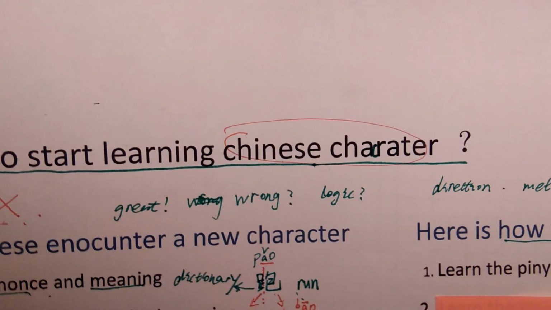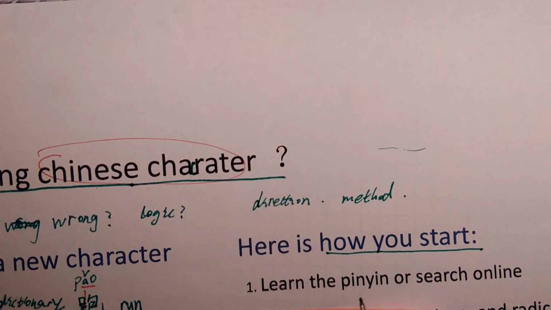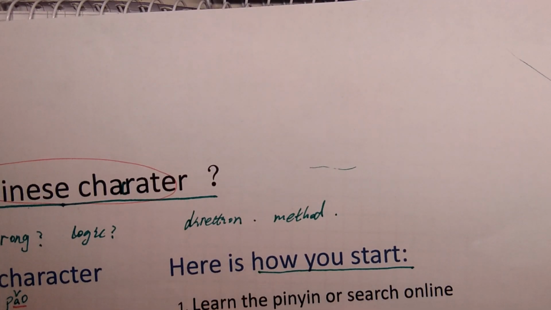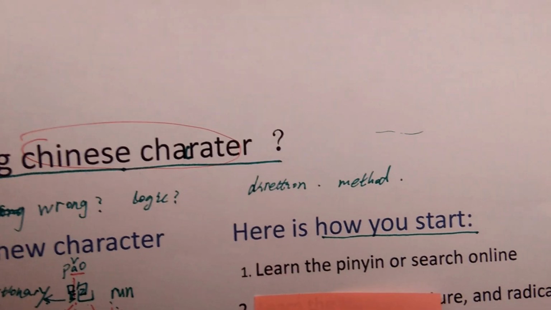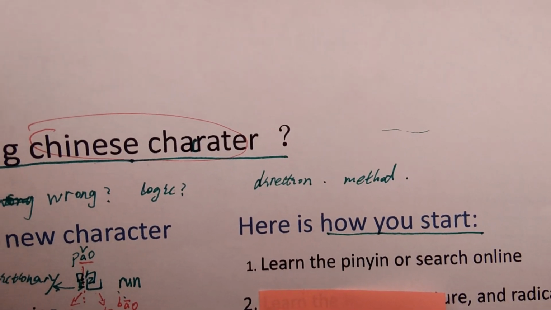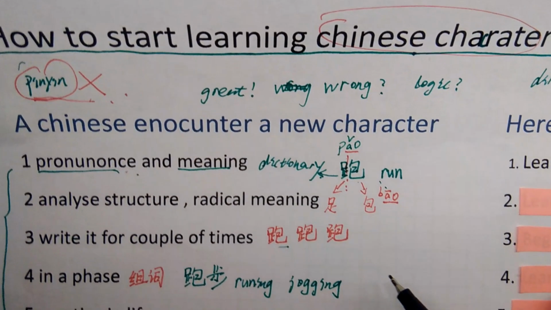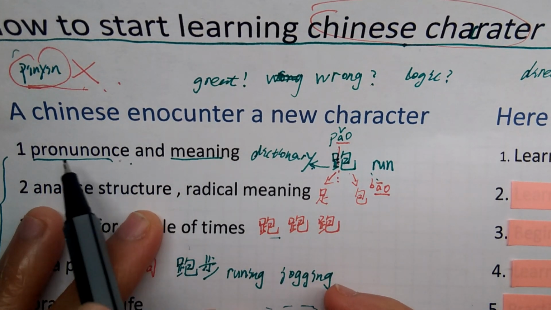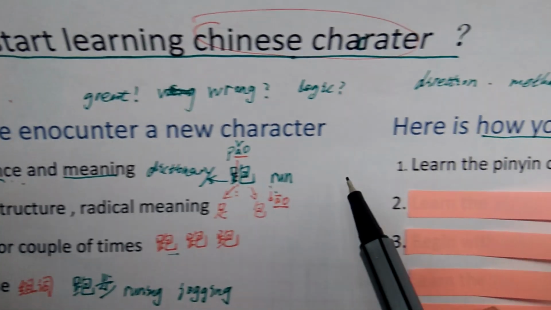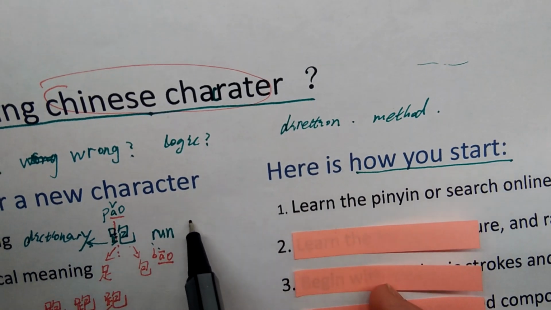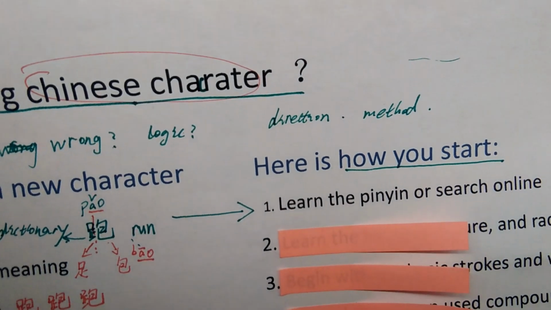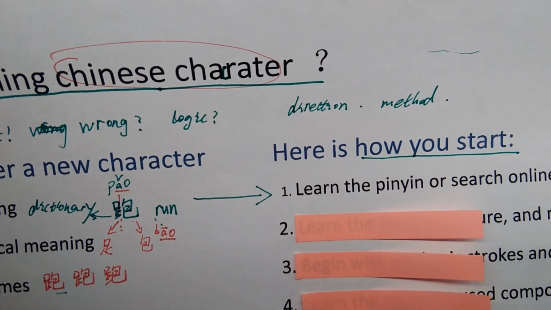For the first step, you should learn the pinyin or search the pronunciation online. There are a lot of apps and websites you can use for this. So for the first one, pronounce the meaning. You can do that yourself. I know that a lot of you have done this really well.